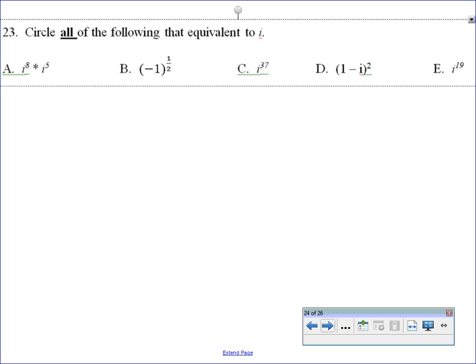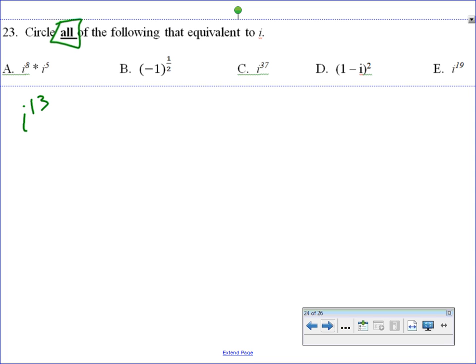All right, number 23 is supposed to resemble the type of problem that we could see on an SOL. And the key thing here is: circle all of the following. Please read problems when they're given to you. All, which means that there's probably more than one right answer here.